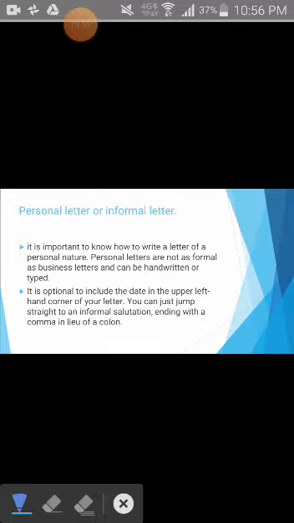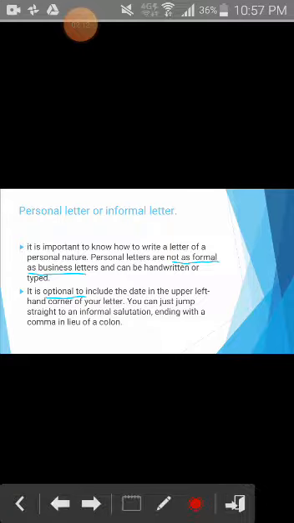Now keep it in your mind, girls, that personal letters are not as formal as business letters. Right, this is something important. Personal letters are not as formal as business letters are. Personal letters can be handwritten or typed, and it is also optional to include the date in the upper left hand corner of your letter. You can jump straight into an informal salutation ending with a comma and leave the colon. It means in personal or informal letters you do not need to follow a particular or set pattern.